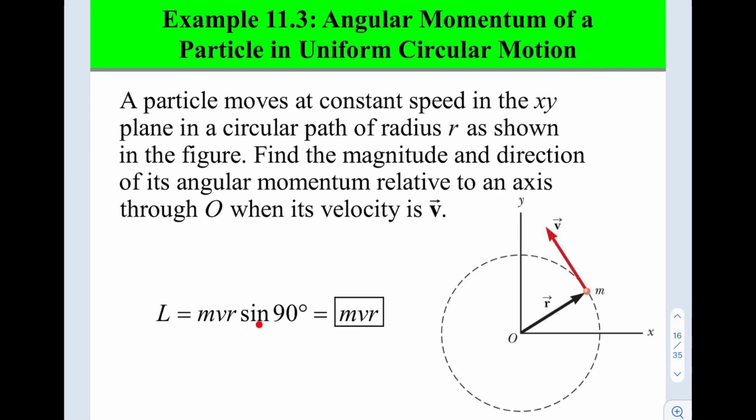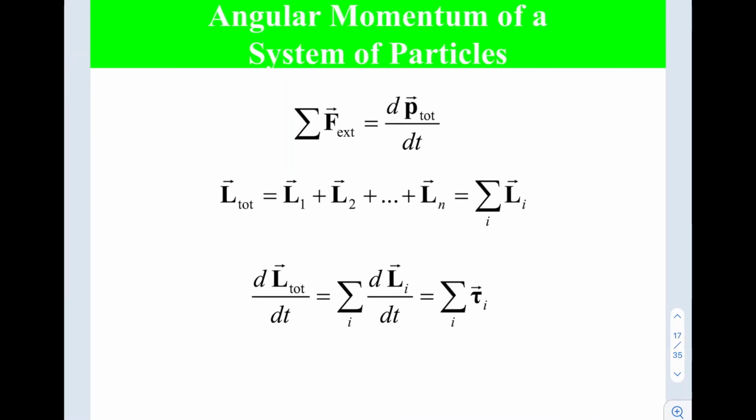So as we know, our L is defined as MVR sine theta. Since V and R are perpendicular to each other, because this is V tangential velocity, sine 90 gives us 1. That is why our formula will be MVR.